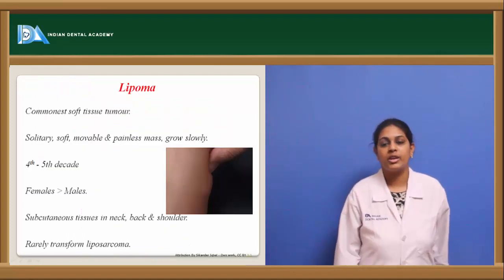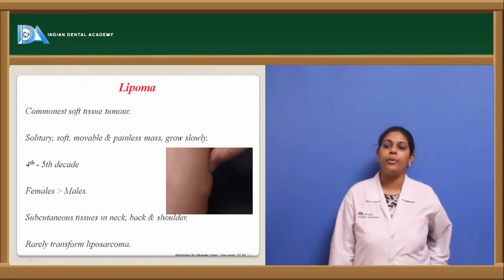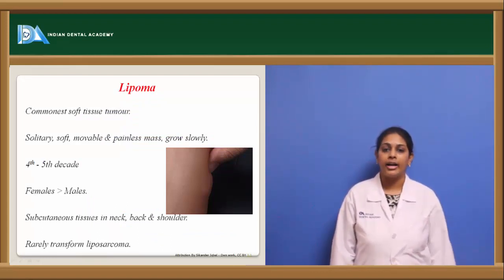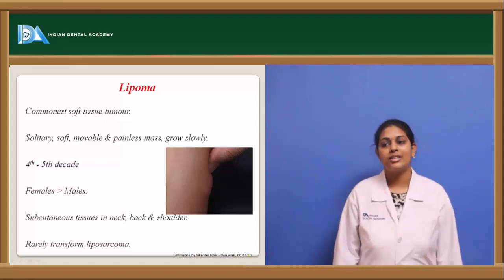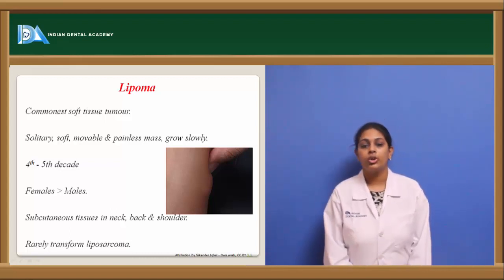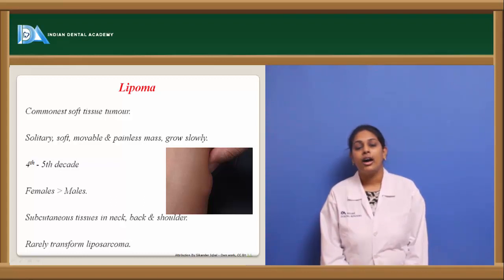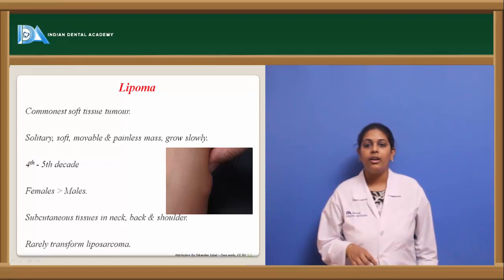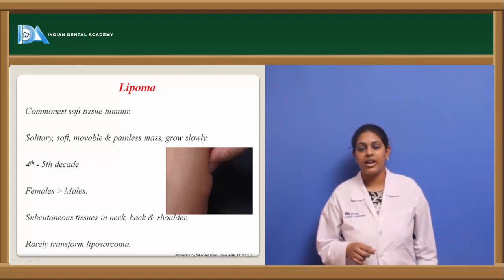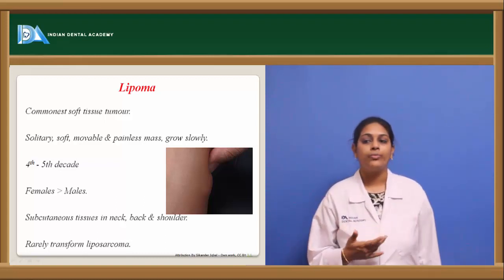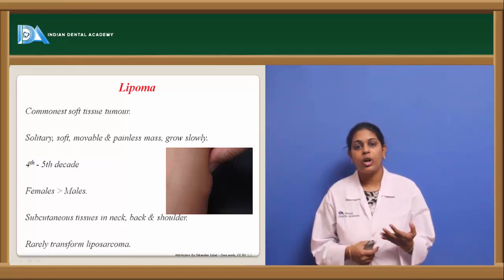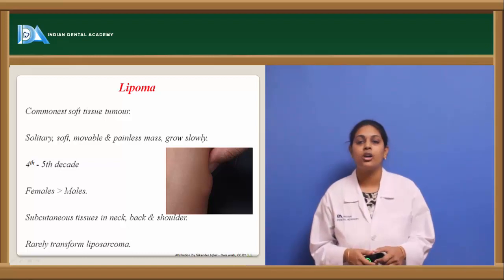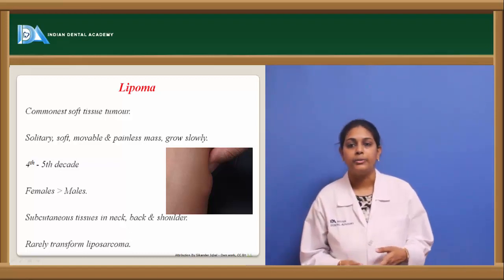Coming to our next, more specific type of tumor, it is known as lipoma. It is a common soft tissue tumor which involves the adipocytes, and usually it is a superficially grown tumor occurring as a single or solitary lesion which is soft and movable. It is usually a painless mass and has the property of slow growth, and the most commonly involved age group is the 4th to 5th decade of life.